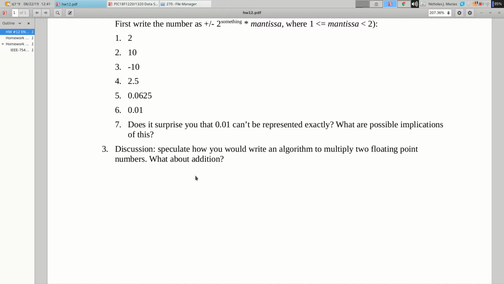All right, so question 3. This was something to think about. How would you sketch an algorithm to multiply 2 floating point numbers? So did anybody think about this? What did you come up with? What kinds of things?